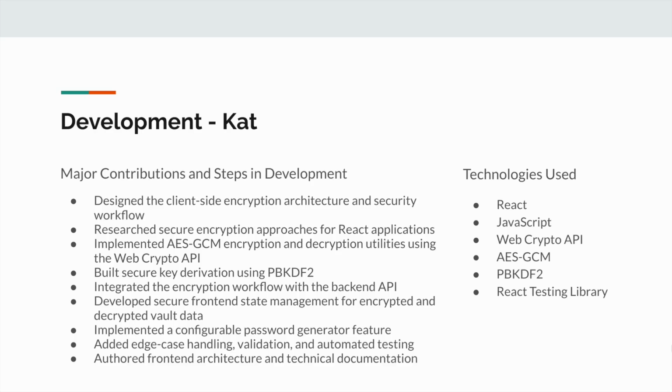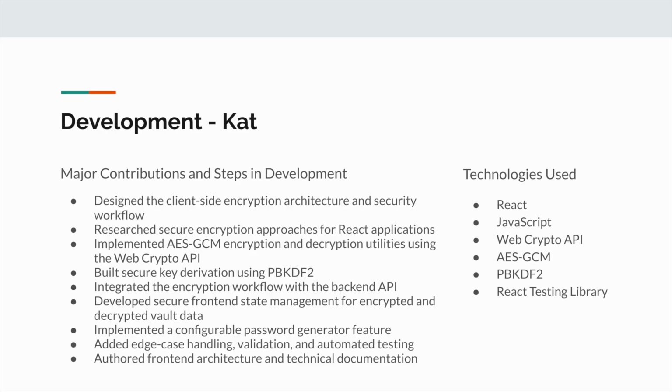Kat again. My primary responsibility on the project was designing and implementing the front-end security architecture. Early in development, I researched client-side encryption approaches and ultimately chose the browser's native Web Crypto API. I then implemented our encryption workflow using AES-GCM for authenticated encryption and PBKDF2 for secure key derivation, and integrated that workflow with the backend API so credential data is encrypted before being transmitted or stored.